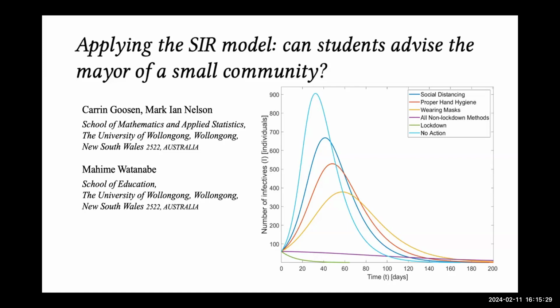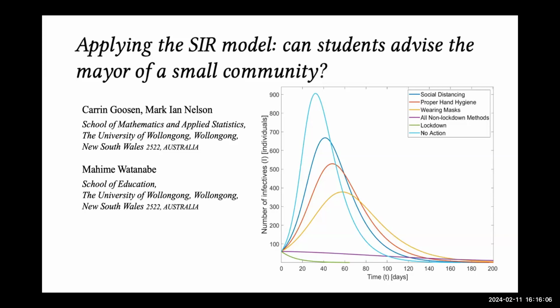A theoretical mayor had asked students of a third-year mathematics course to determine what would happen before vaccines were introduced to the population if no action is taken. Then they were to evaluate policy options such as lockdowns, social distancing, hand hygiene, masks, and various combinations of these options. And of course, to recommend the best course of action. The graph that you see on the slide shows the level of infectives for the various options plotted versus time.